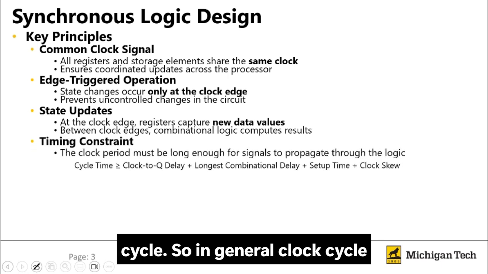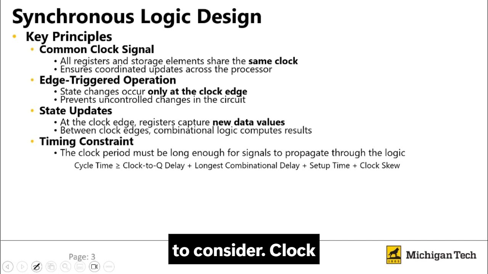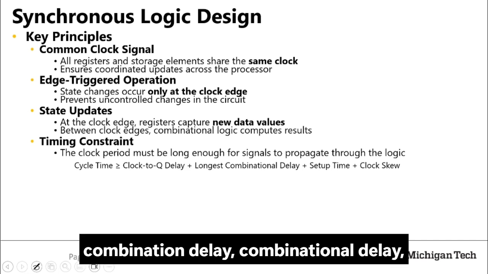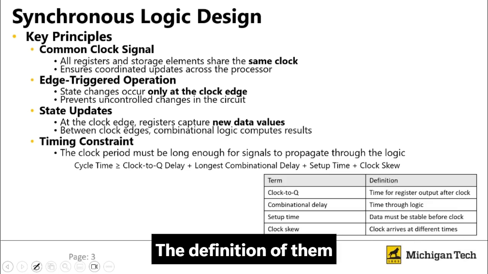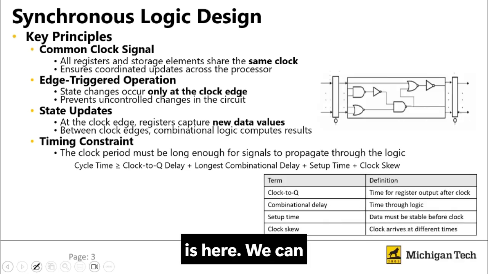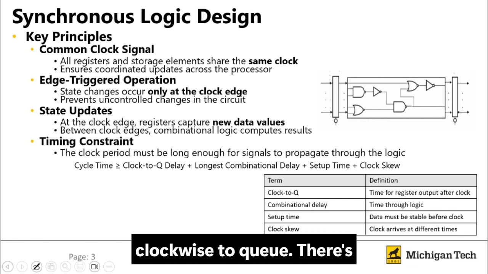So in general, the clock cycle has these four parts we need to consider: clock-to-Q delay, longest combinational delay, setup time, and clock skew. What are those? The definition of them is here. We can explain in this picture. Clock-to-Q is the time for the register output after the clock.